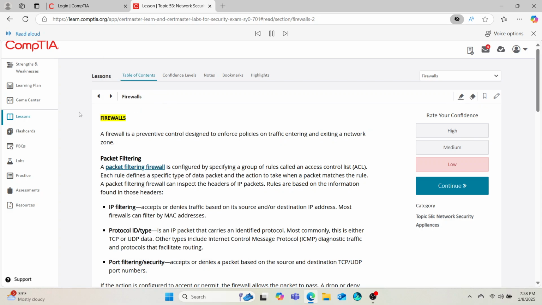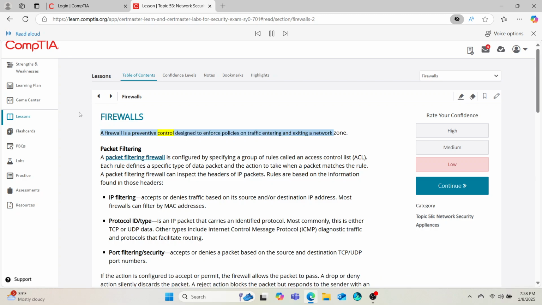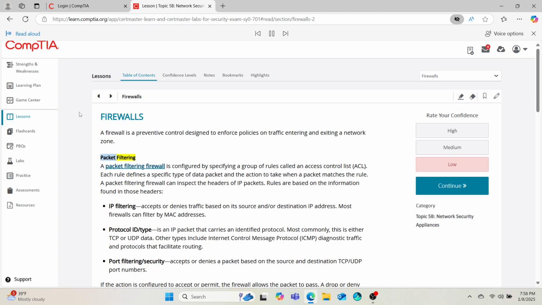Firewalls. A firewall is a preventive control designed to enforce policies on traffic entering and exiting a network zone. Packet filtering. A packet filtering firewall is configured by specifying a group of rules called an Access Control List, ACL. Each rule defines a specific type of data packet and the action to take when a packet matches the rule.